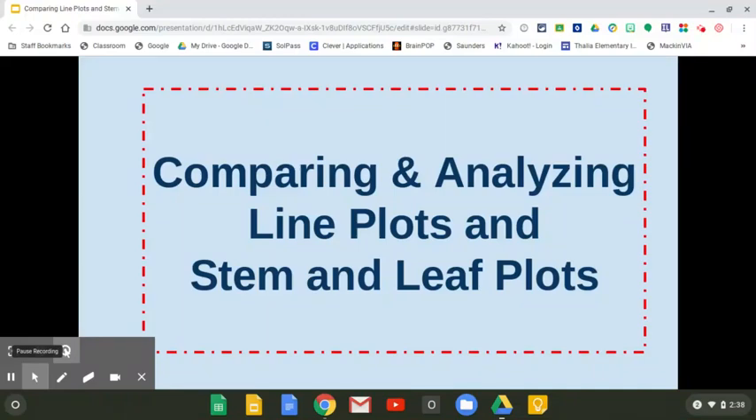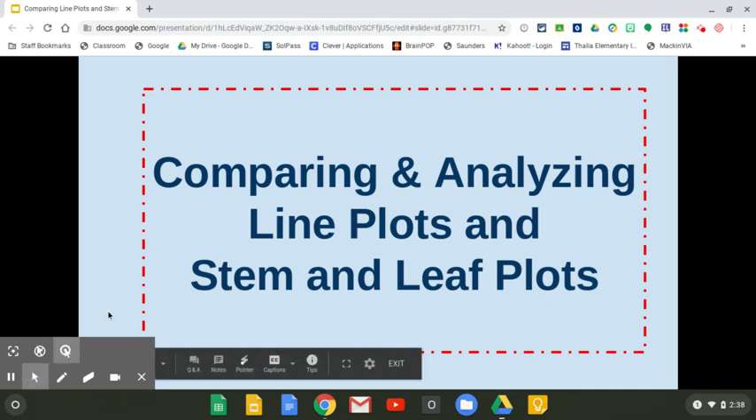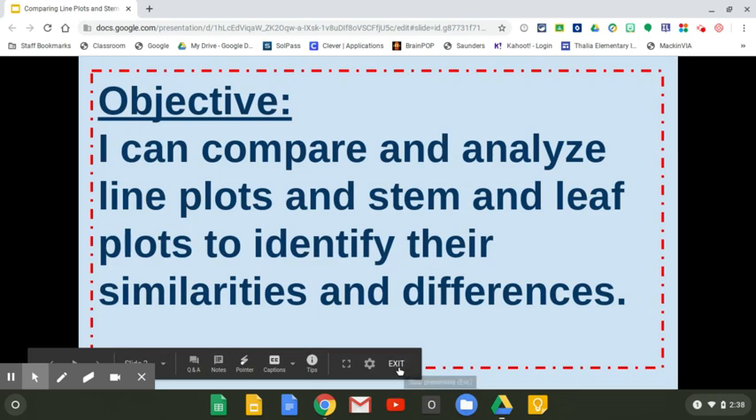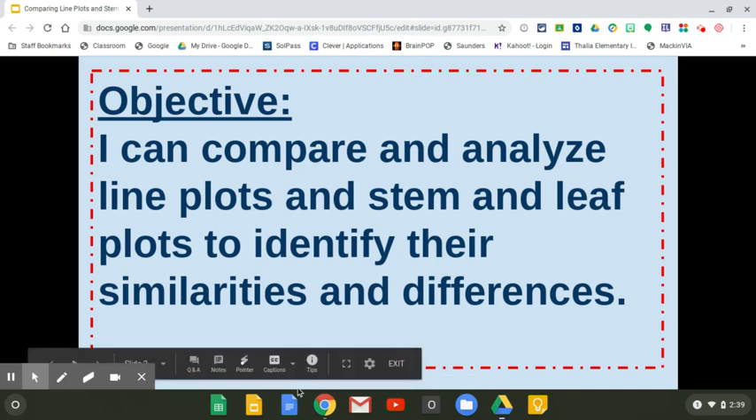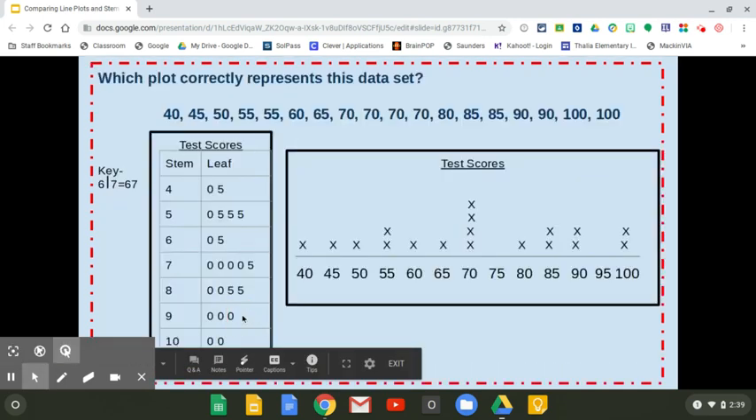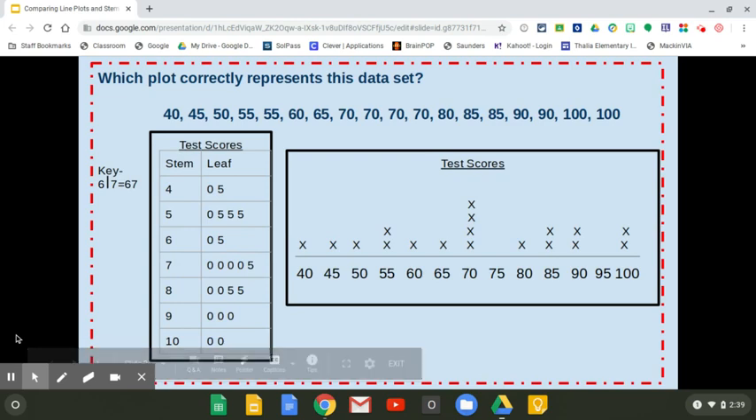In this lesson, we're going to work on comparing and analyzing line plots and stem and leaf plots. Here's our I can statement or our objective. I can compare and analyze line plots and stem and leaf plots to identify their similarities and differences. When we look at these, we're also going to review how to find mean, median, mode, and range by using a stem and leaf plot or a line plot.